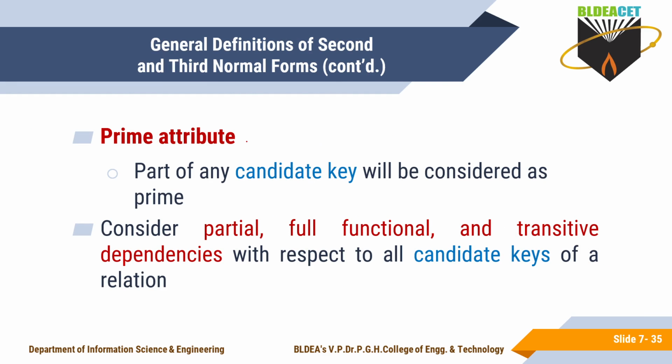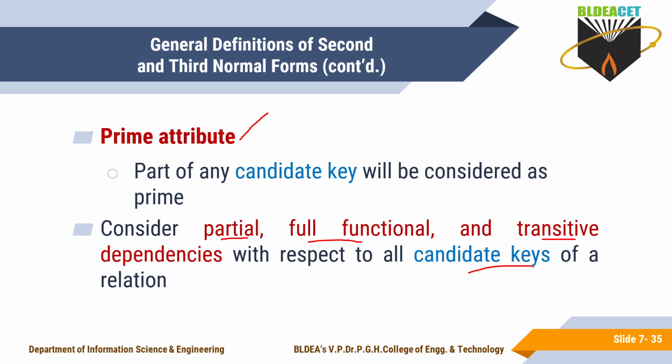Now, as you already know, what is a prime attribute? If an attribute is part of a candidate key, we call such an attribute a prime attribute. So now, if you go for the third normal form, you are using functional dependency. In normal forms you are using the concepts of partial and full functional dependency, transitive dependency and along with the candidate key.